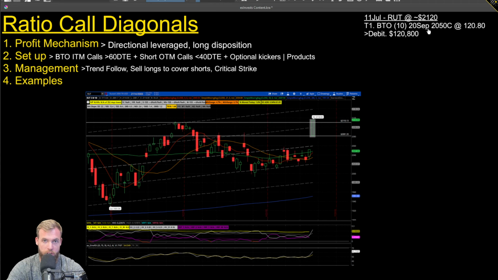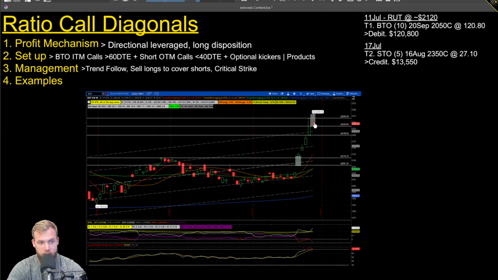This was a shorter duration ratio call diagonal because I expected the move to be pretty heavy, but I wanted to give enough time to work around, but not a ton. And these were over a 70 delta. So notice that there's no short call yet. It's because I was expecting this to be a pretty strong up move, and my goal was to add the short calls when things slowed down right here.